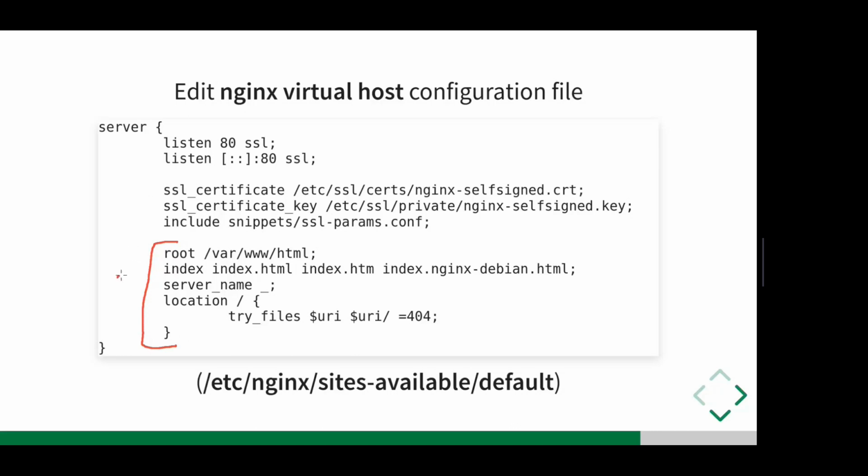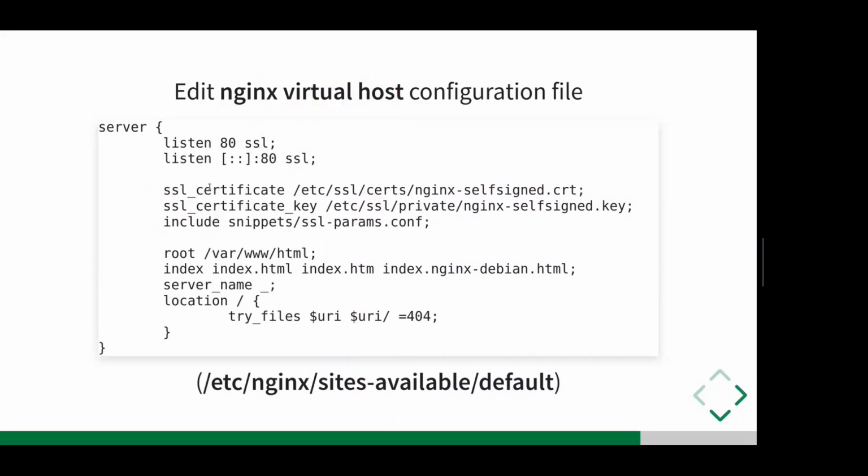For example, the root of the web server has to be in this folder, the var www html folder on the file system of the server. And then you can do a bunch of other things with Nginx. The most important thing is that if you take a default Nginx configuration, you simply add these three SSL things, and you are good with HTTPS.